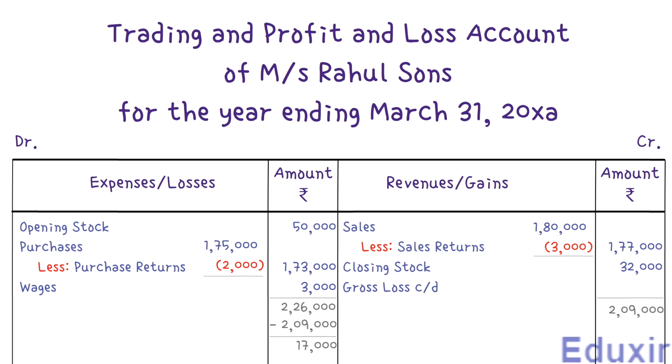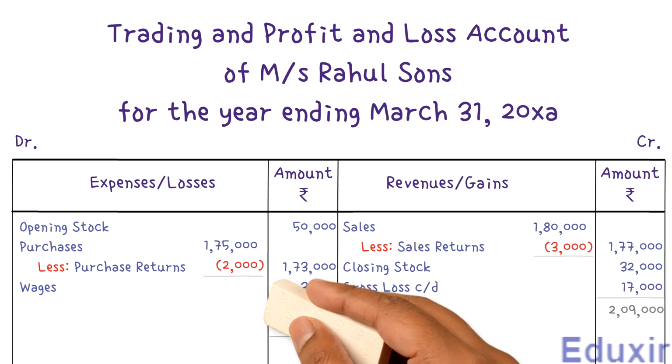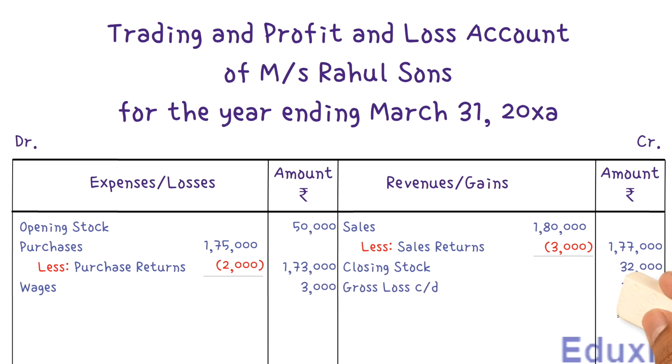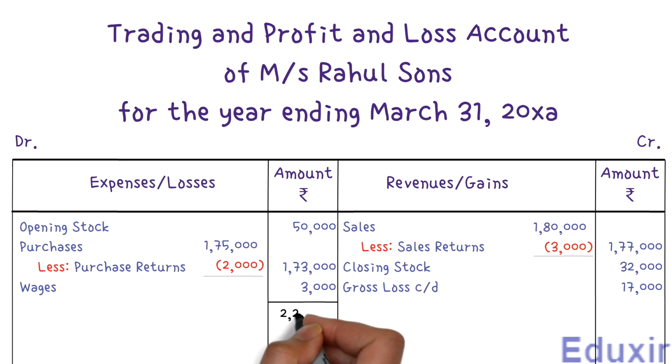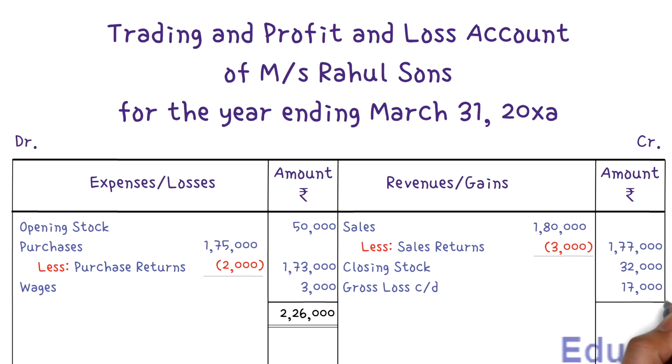Let us also write the gross loss amount of 17,000 rupees on the credit side. Now the total on the debit side of the trading account is 2,26,000 rupees. Also, the total on the credit side of the trading account is 2,26,000 rupees. So the trading account is balanced.